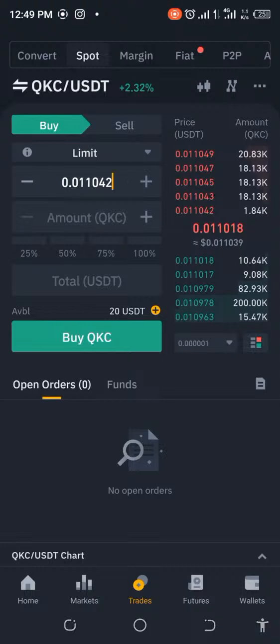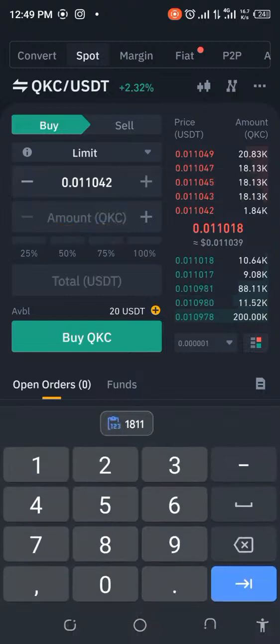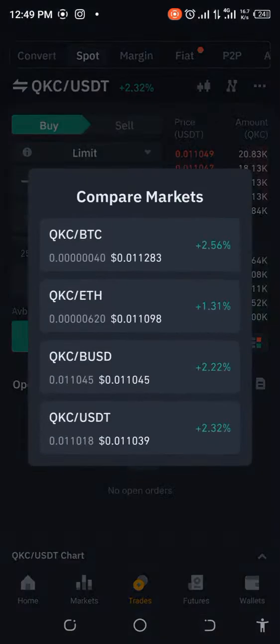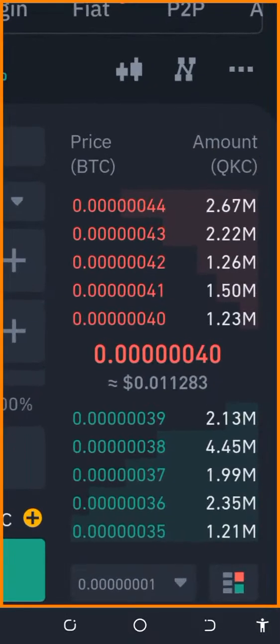But now what I want to do is just do a quick simulation. Wow, we get 1811. Let's go and check whether we can still make a profit with this. So let me cut that and go sell to BTC. Okay, so let's sell to BTC. BTC is, and that's actually the price here.